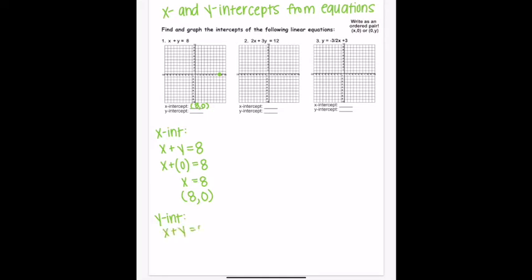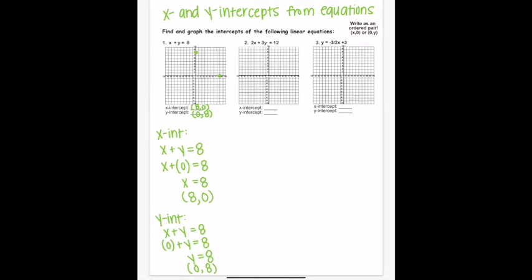X plus y equals 8, and we want to know the y-intercept. We're going to plug in 0 for x, and then solve for y. So 0 plus y is just y equals 8. So as a point on the y-axis, we're going to go up to 8 and put our point. And that would be the point 0, 8, because we got that y equals 8 when x is 0.